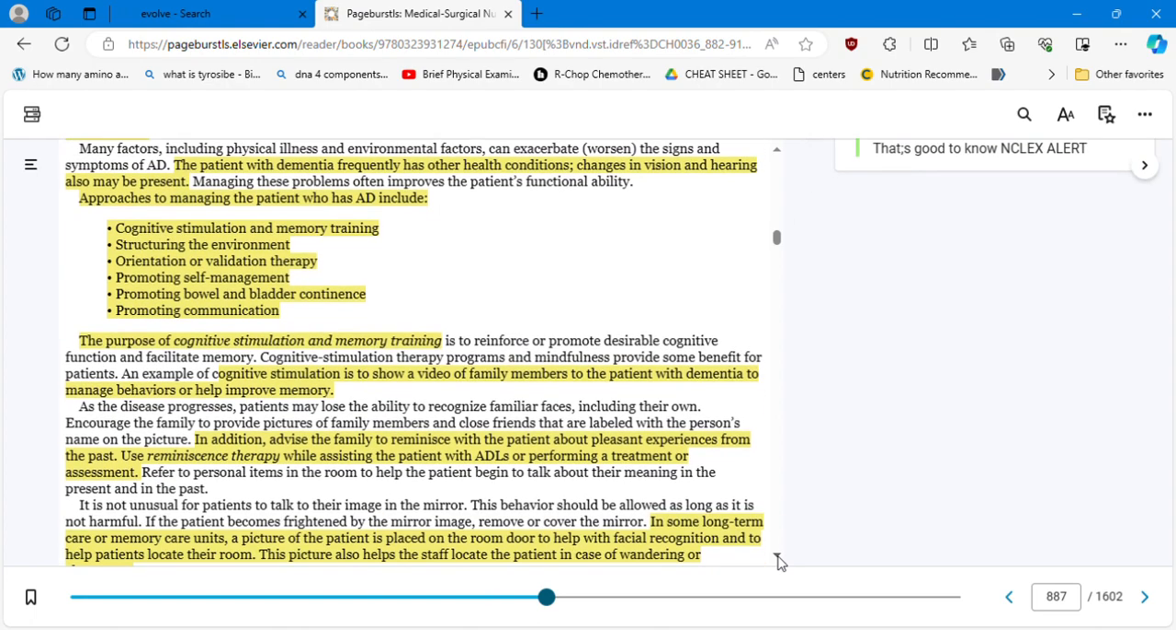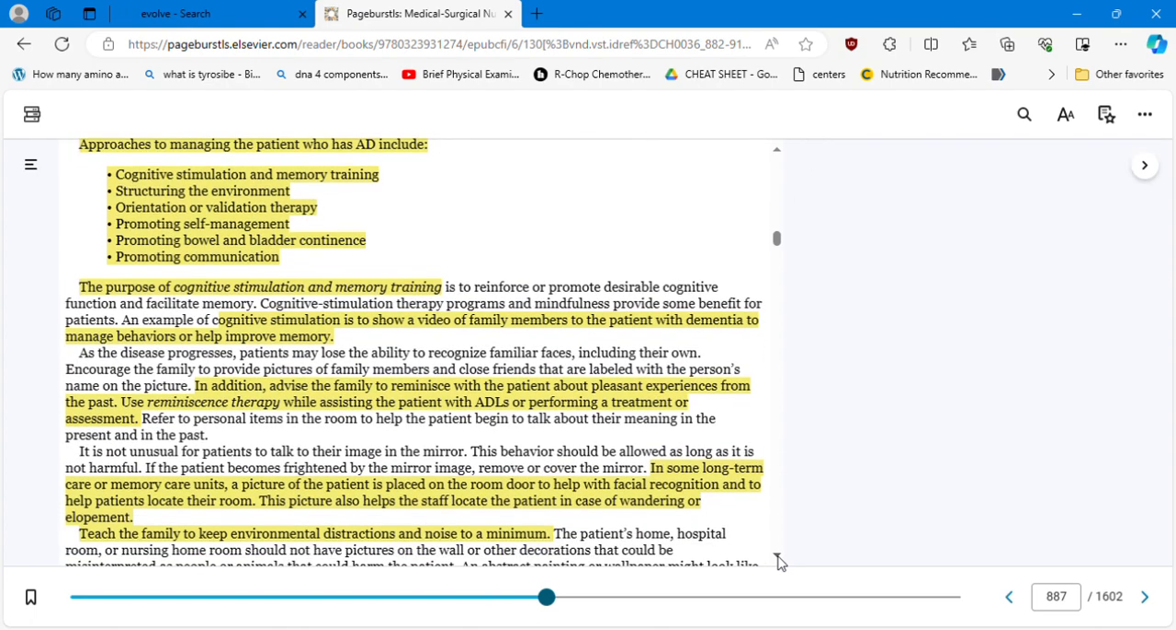The purpose of cognitive stimulation is to show a video of family members to the patient with dementia to manage behavior or help improve memory. That's an exercise, right? For example, in addition, advise the family to reminisce with the patient about pleasant experiences from the past. Use this technique, this therapy, while assisting the patient with ADLs or performing a treatment or assessment, right?